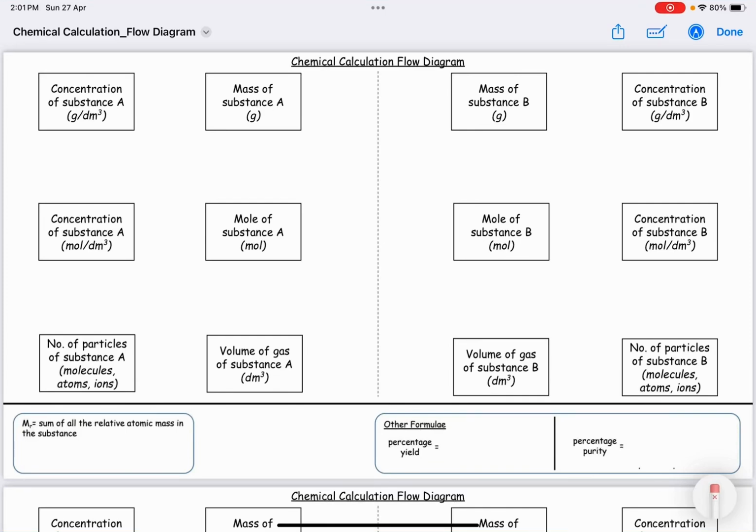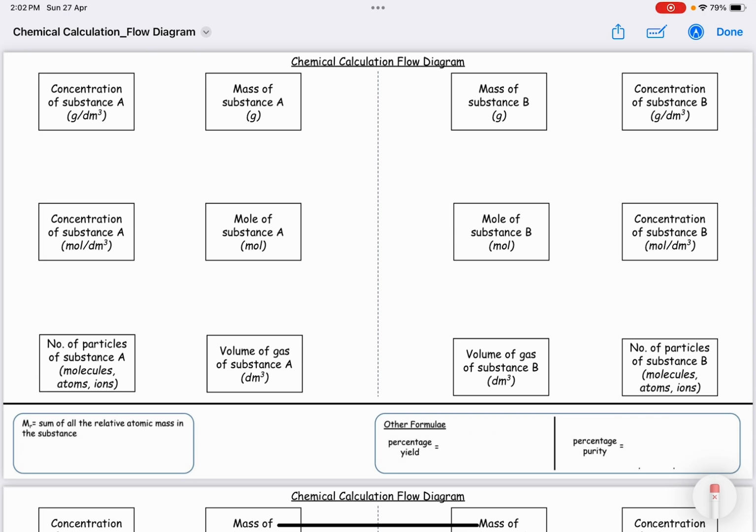Okay, let's start recording on this. So we're gonna do a revision for more calculations, okay, for this revision video. So we're gonna be completing this particular page over here. This will give a very good summary on how to go about doing chemical calculations.